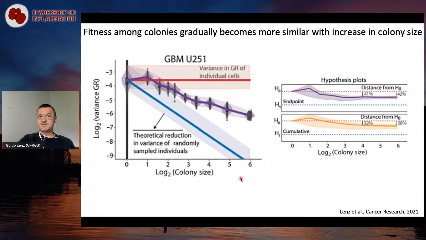So what did we observe? When we checked the dynamic in fitness of a glioblastoma cell line called U251, we observed, as quite expected, that the variance of the colonies laid in between what we consider our H0 and our alternative hypothesis. The value was around 40% of the dynamic in fitness that can be obtained gradually was obtained with the increase in the colony size.